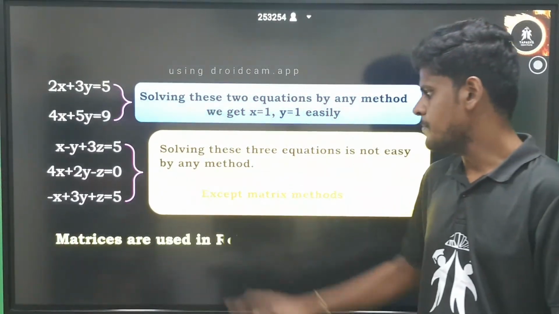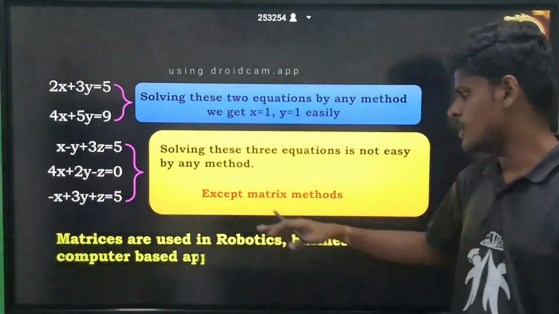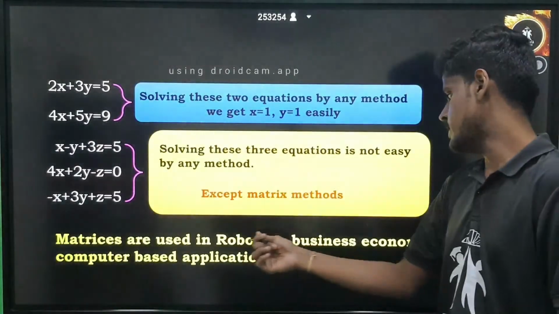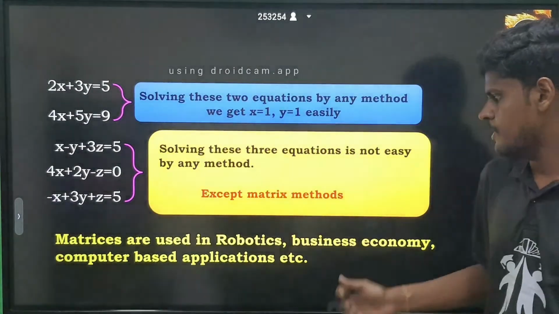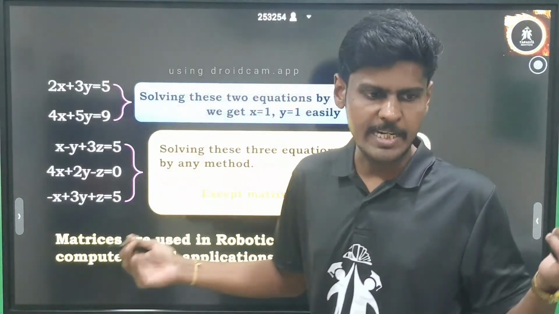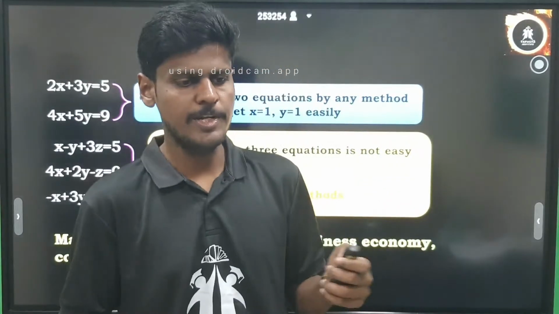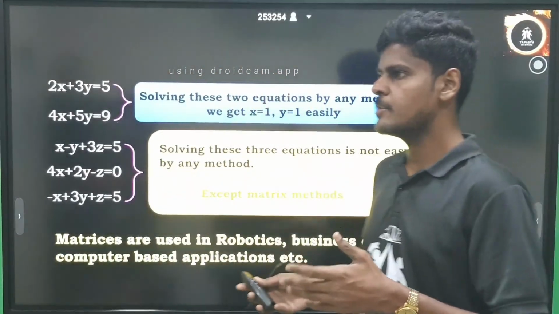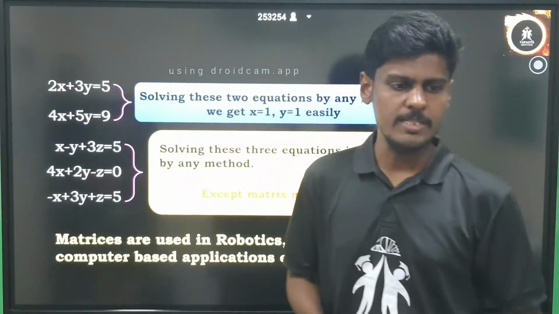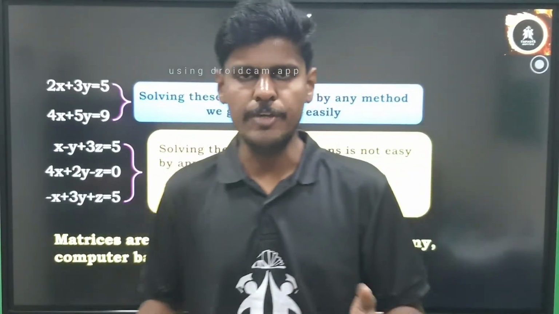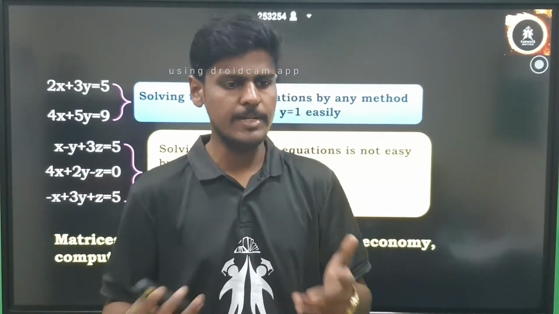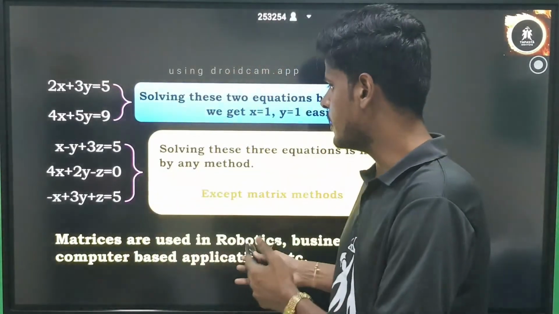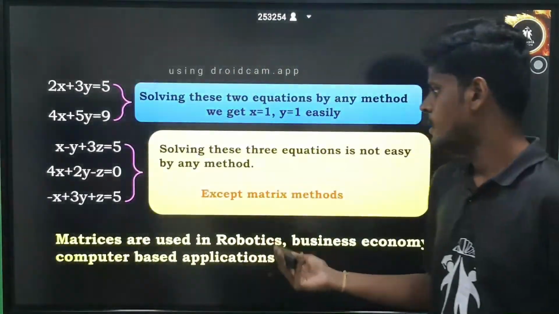So these are all some examples of applications involved in daily life. One is robotics, business economy, computer based applications, statistics, accounting. We have lots of programming involving matrices. When we need to solve a large number of equations, like when we want to solve the roots of an equation of n degree variable, then we can use a matrix. There are a lot of applications involving this.